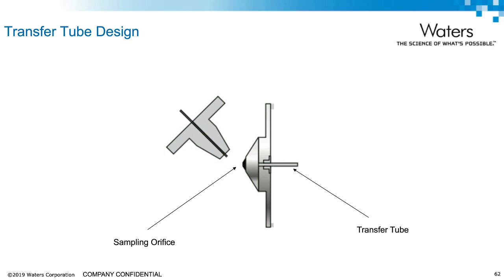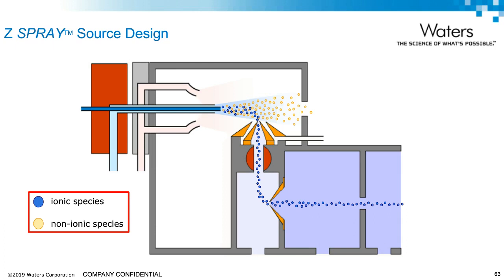Here is a diagram of the Waters Z-spray source design. This is the standard design for all Waters atmospheric pressure ionization sources. The ion beam is sprayed from the probe, and the ionic species in blue make two turns due to the voltages applied to the orifices in the source and the vacuum present. The first turn occurs as they pass from the atmospheric pressure region in white into the first vacuum region of the mass spectrometer in light blue. And the second occurs as they move into the next vacuum stage of the mass spectrometer in dark blue.